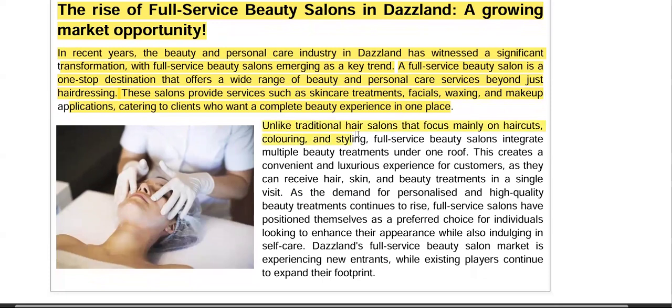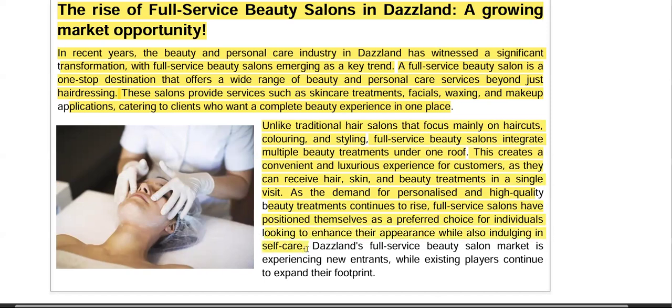Unlike traditional hair salons that focus mainly on haircuts, coloring, and styling, full service beauty salons integrate multiple beauty treatments under one roof. This creates a convenient and luxurious experience for customers, as they can receive hair, skin, and beauty treatments in a single visit. As the demand for personalized and high quality beauty treatments continues to rise, full service beauty salons have positioned themselves as a preferred choice for individuals looking to enhance their appearance while also indulging in self care.